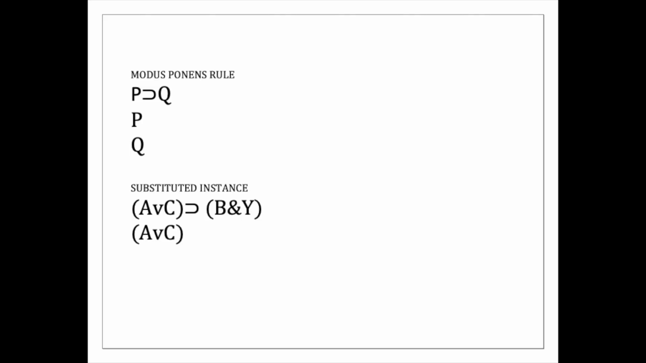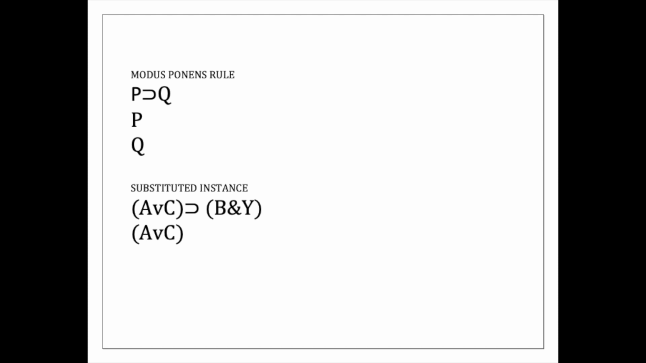Let's practice inferring a valid conclusion based on the four rules. You see, I've put an example up of an argument that follows the modus ponens structure. The first premise is a conditional. It states, if A or C, then B and Y. The second premise is the antecedent.